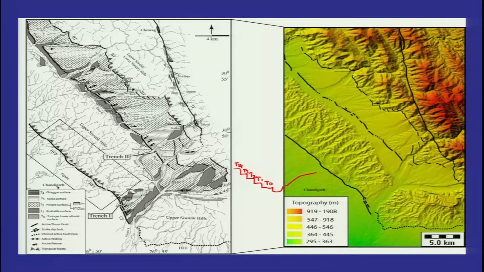These four terraces, or sorry, five terraces, including the T0, are all displaced. Hence, this is also an important part which one has to identify, and the best location for trenching is also important when we see the youngest displacement on the surface. So if the youngest landform is displaced, then those areas are the potential site for trenching.